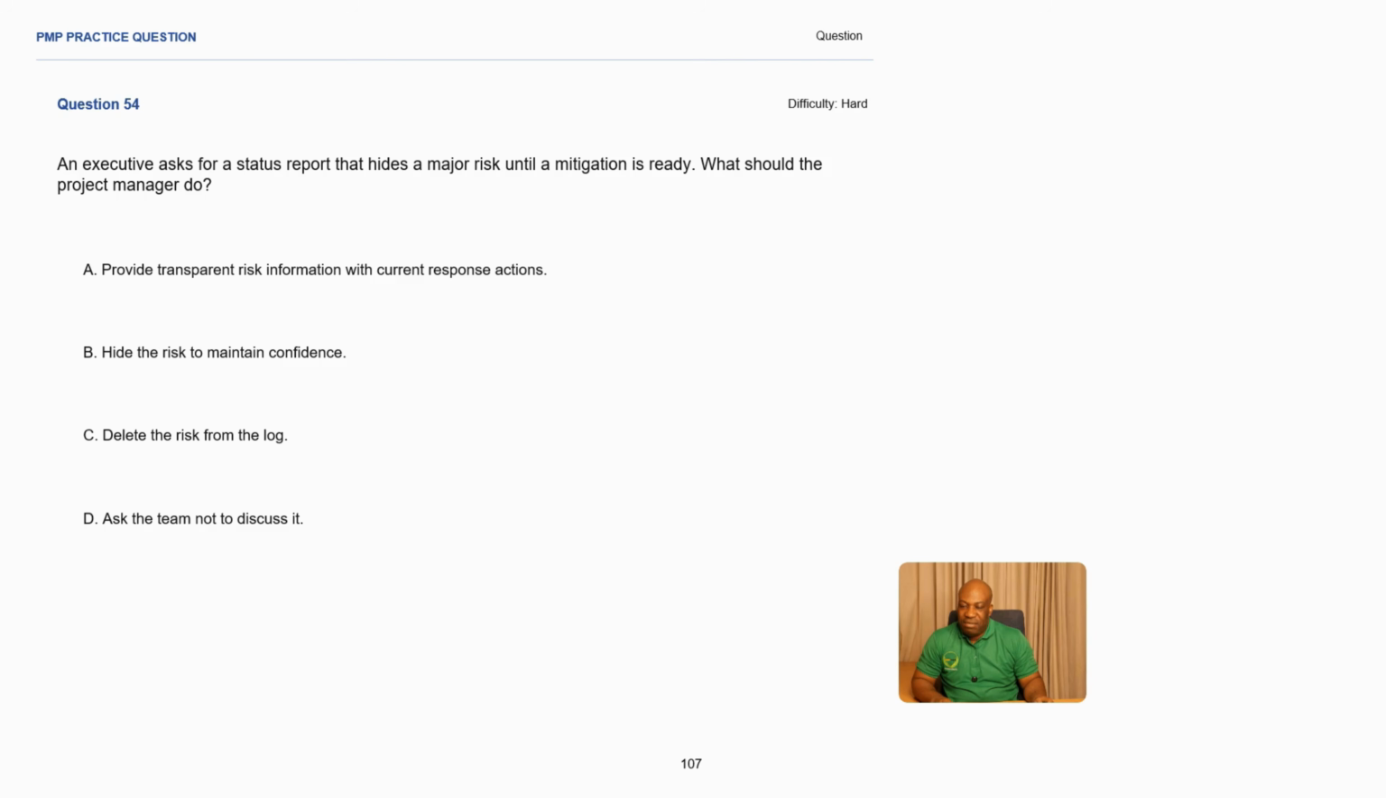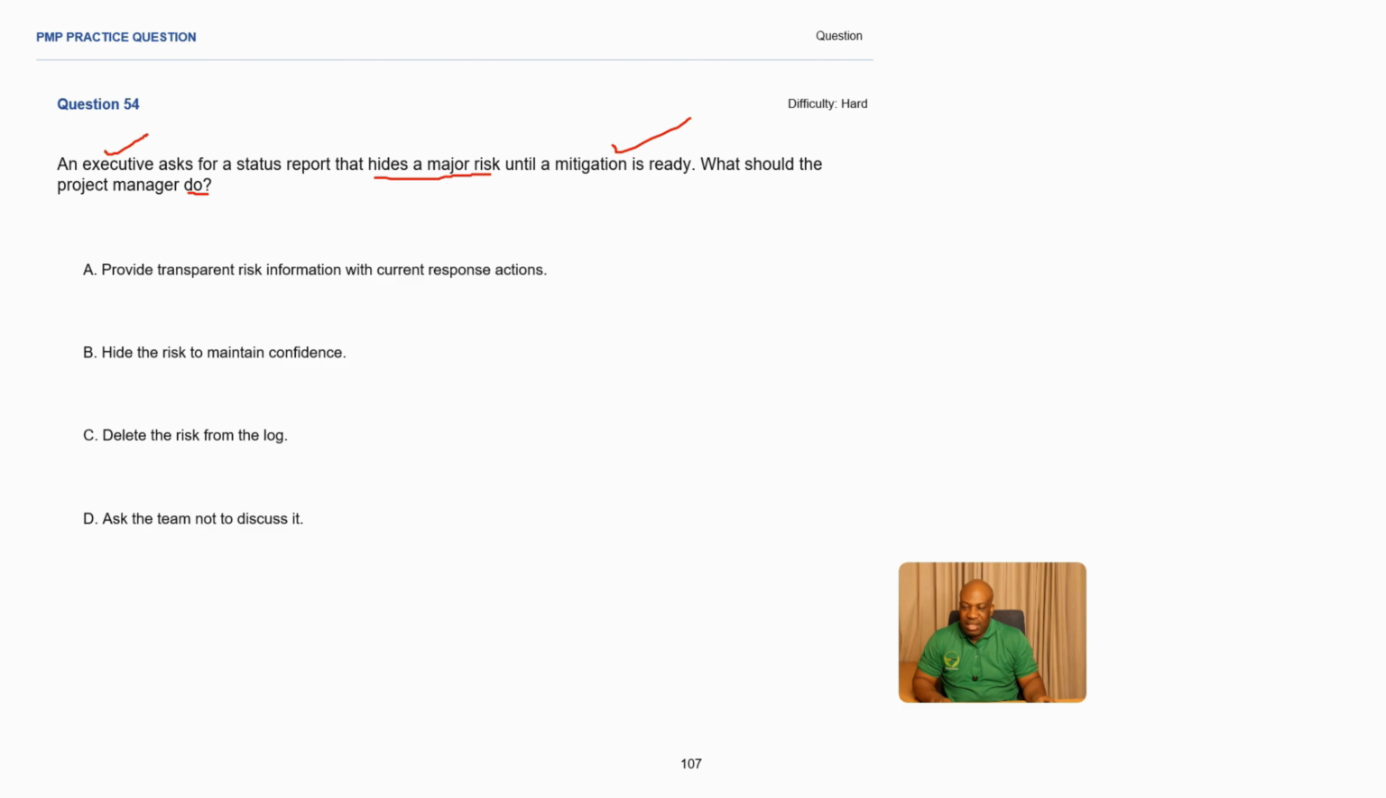Practice question number 54. An executive asks for a status report that hides a major risk until a mitigation is ready. What should the project manager do? So what is our problem statement here? We have someone with authority, an executive, who is asking for a status report that hides a major risk until mitigation is ready. Okay, so this is all about ethics. What should the project manager do? So let us look at the answers now.